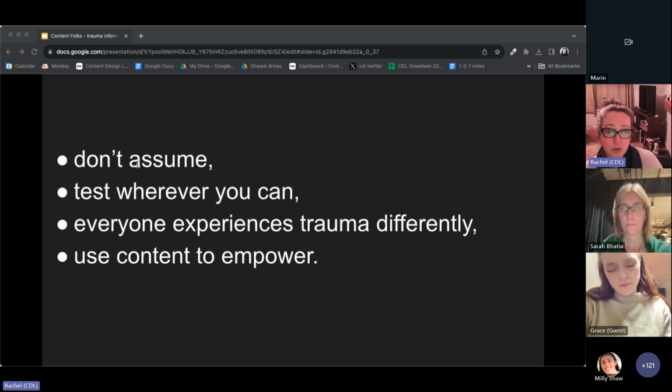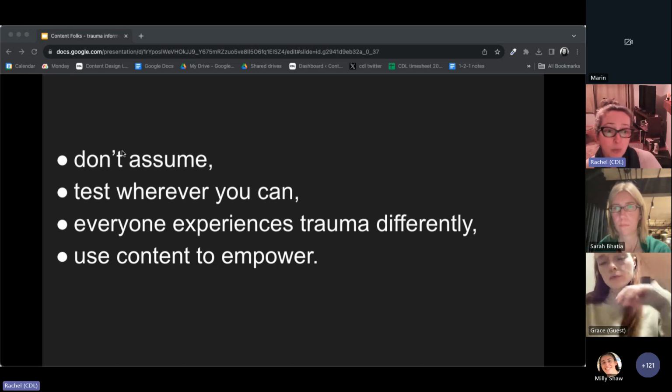And what I've just told you shouldn't be seen as the rules, because you can't have a checklist for trauma. Everyone experiences it differently. Every scenario is different. But you can be trauma aware and you can be trauma informed. And wherever you can, use your content to empower people.